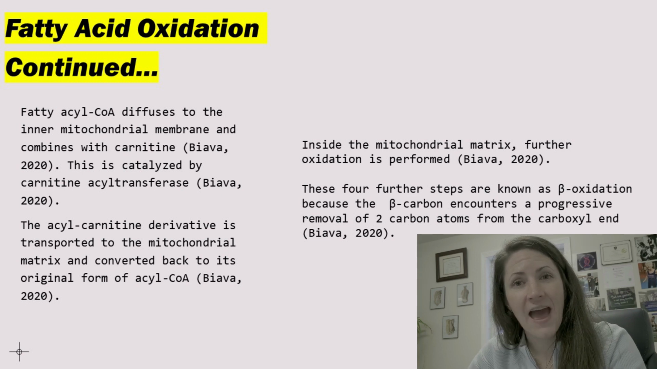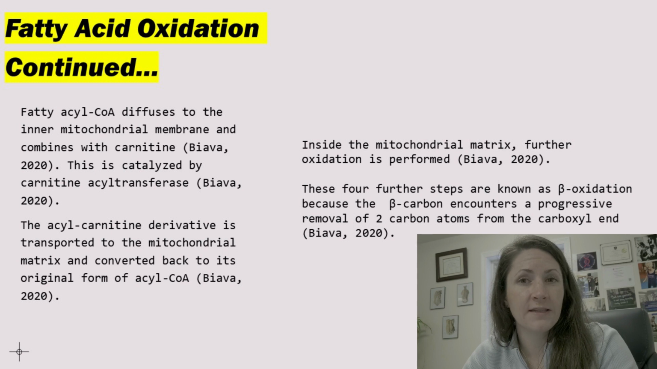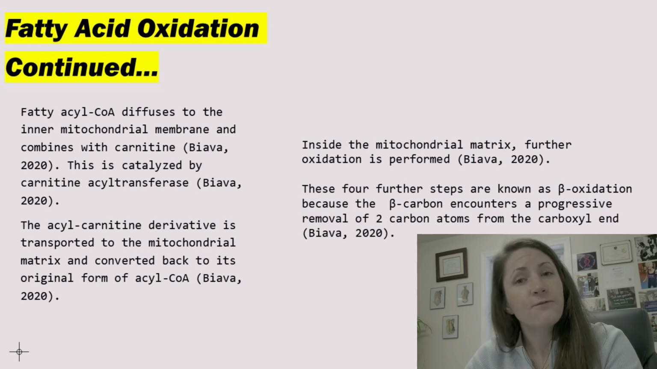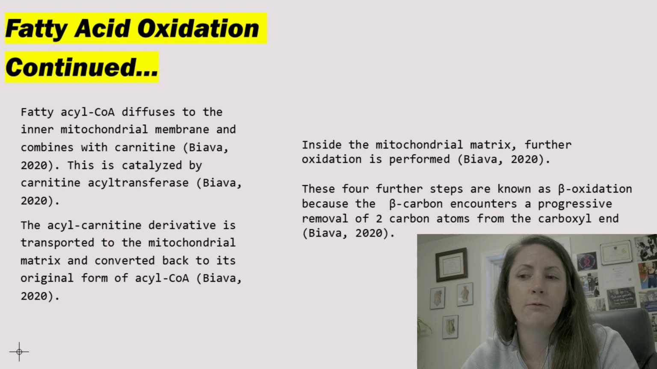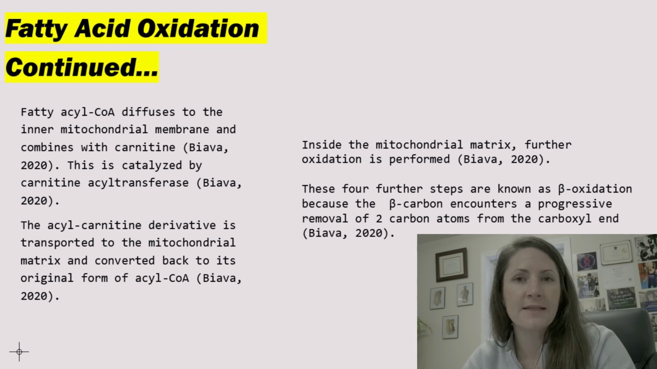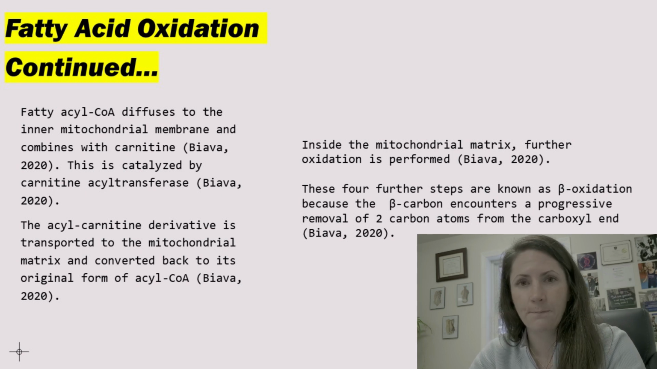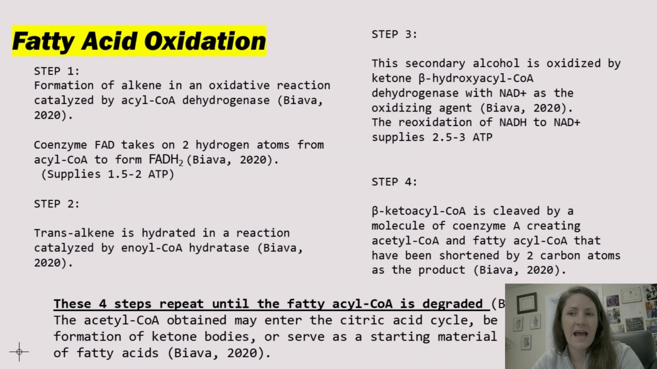Inside that mitochondrial matrix, further oxidation is performed. These 4 steps, known as beta oxidation, will repeat continually because the beta carbon encounters a progressive removal of 2 carbon atoms from the carboxyl end. This will repeat until all of the carbon atoms have been removed from the fatty acid, and we have what we need to move into the citric acid cycle. The steps of fatty acid oxidation.